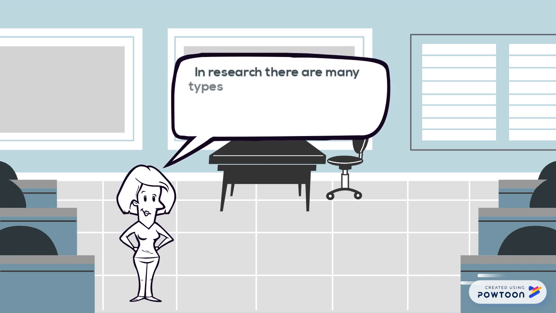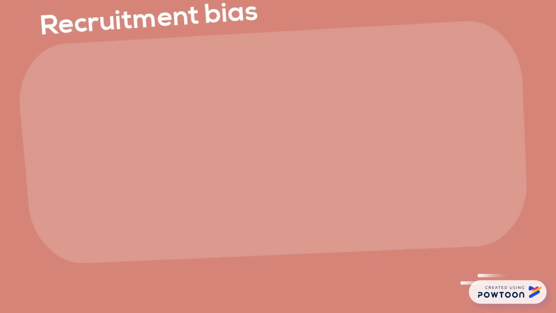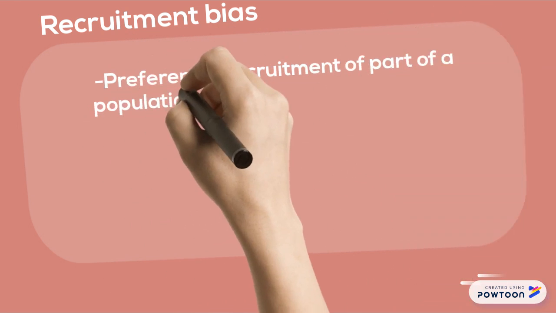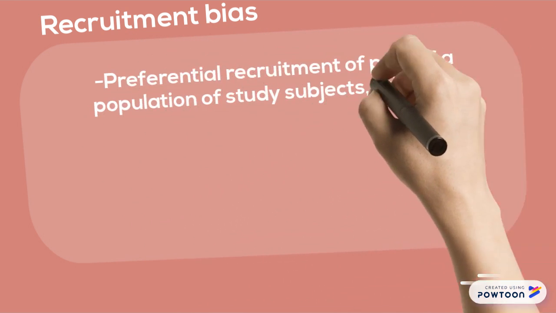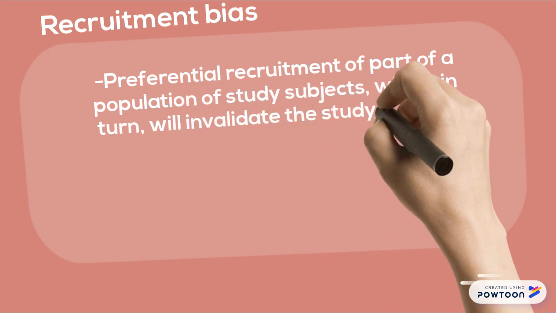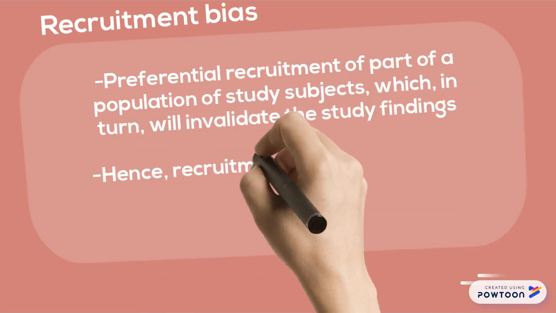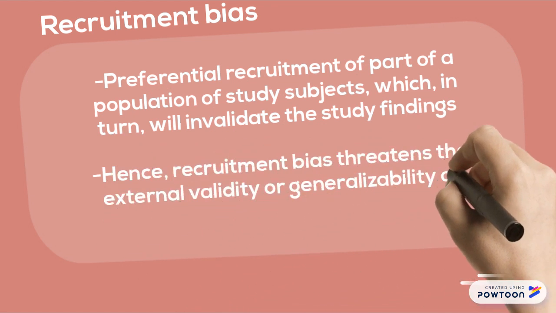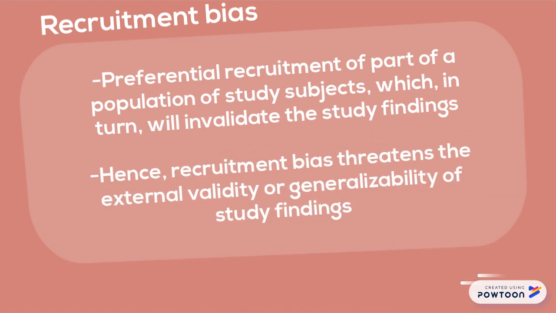In research, there are many types of biases, but this time we will go over recruitment bias. So a recruitment bias consists of a preferential recruitment of a part of a population of study subjects, which in turn will invalidate the study findings. Hence, the recruitment bias threatens the external validity and generalizability of the study findings.